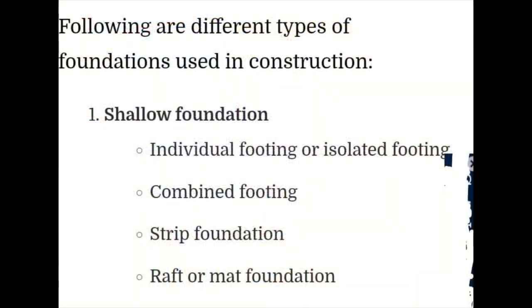Okay, there are few types of foundation. Generally, there are main two types: shallow foundation and deep foundation. There are four types of shallow foundation: individual or isolated footing, which we are going to learn, next is combined footing, then strip footing, and raft or mat foundation. And there are two types of deep foundation: pile foundation and drilled shafts or caissons.